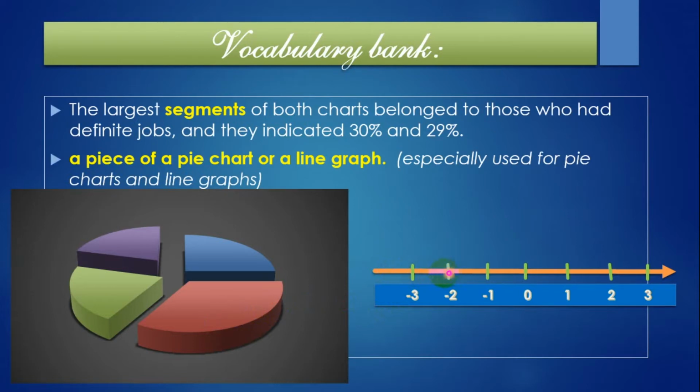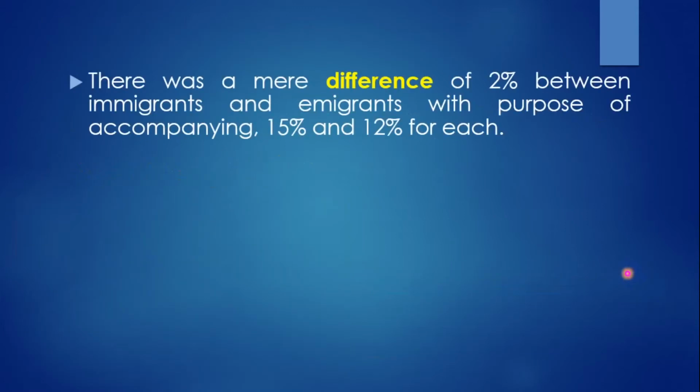For example, right here we have one segment and it is lying between -3 and -2. And another segment which is between -2 and -1. So in total we have 1, 2, 3, 4, 5, 6 and 7 segments here. I hope everything is clear with this word. Now it's time for the second one. It is difference.